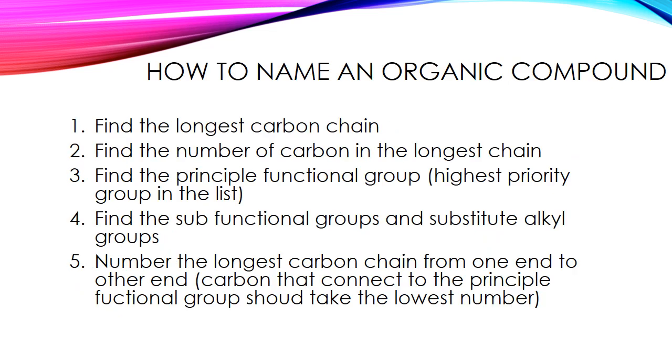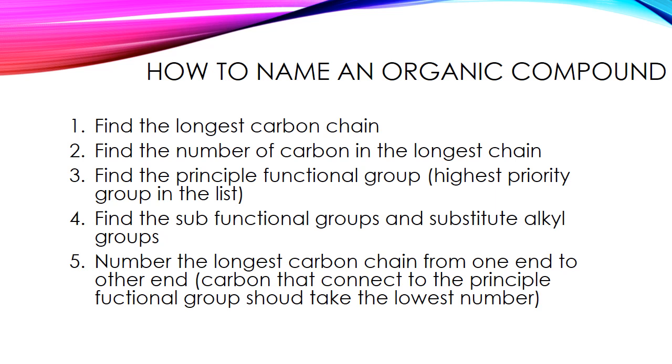Next, let's consider the steps you have to follow when you are naming an organic compound. First one is find the longest carbon chain. Second one, find the number of carbons in the longest chain. Third one, find the principal functional group. That principal functional group means the highest priority group in the list. Now you have the list with you, and then you can find out what the principal functional group is in that compound. Fourth one, find the sub functional groups and substituent alkyl groups in the compound.